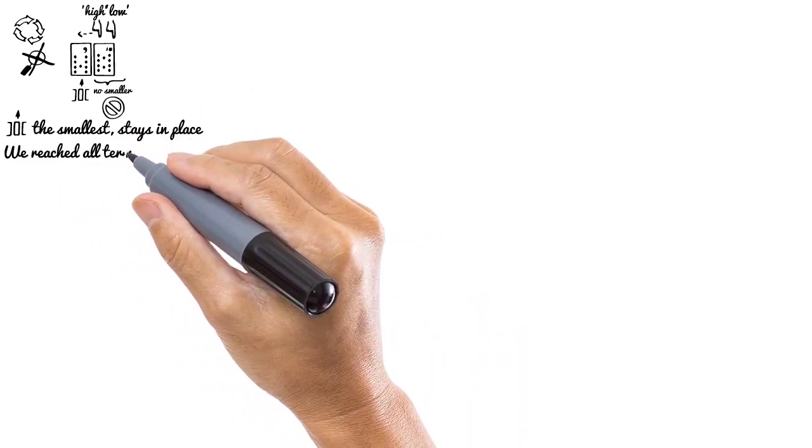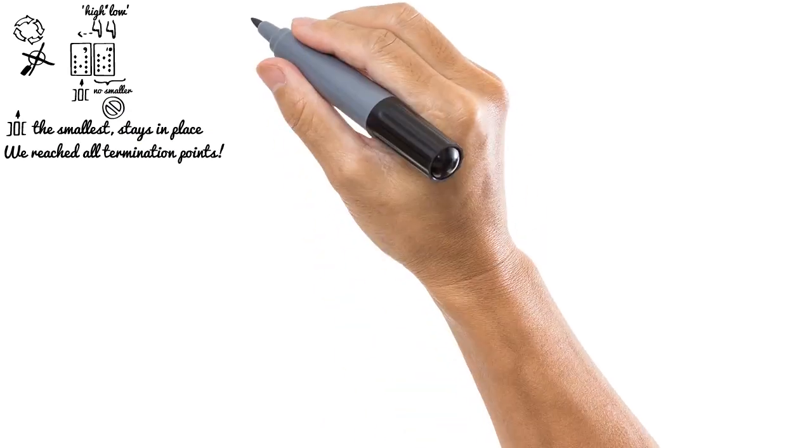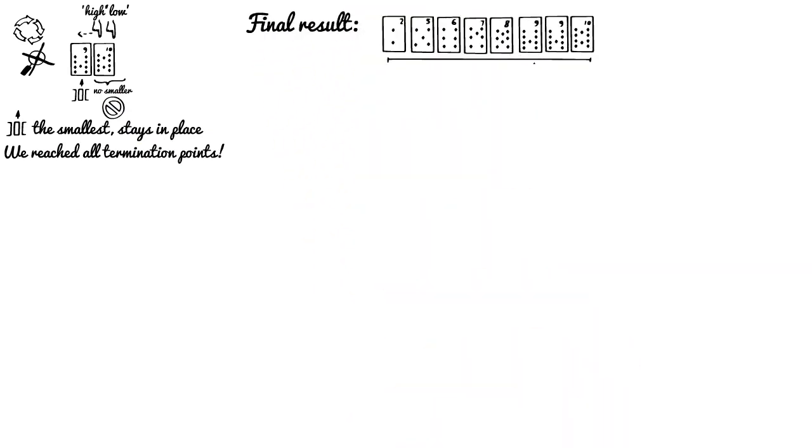So we reached all termination points for our initial set. The final result is our sorted set: 2, 5, 6, 7, 8, 9, 9, 10. Hope you understood better how recursion works and that this clarified how Quicksort works in general.